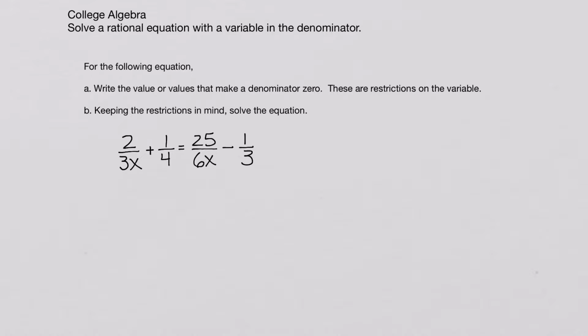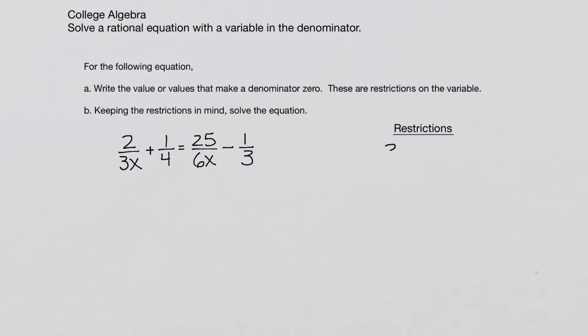We have 2 over 3x plus 1 over 4 equals 25 over 6x minus 1 over 3. And I'm going to look at the denominators. I have two denominators that have variable expressions in them. So these are the ones that I'm going to look at for restrictions. If we have a denominator with no variable in it, we don't need to worry, it can't equal 0. So let's put our restrictions here.